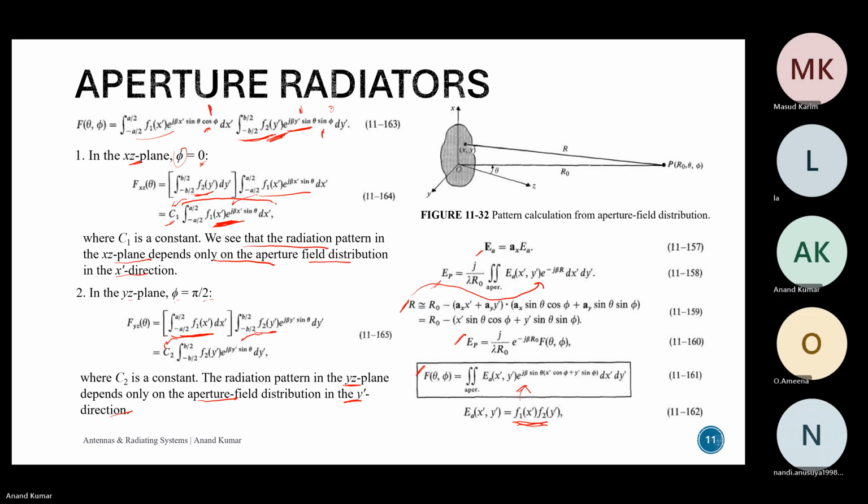So I'll again pause over here. We just used the equation 163, which had the pattern function, and we tried to evaluate the pattern distribution in the XZ and the YZ plane. And we concluded that for the XZ plane, the distribution only depends upon the aperture field in the X direction, and in the YZ plane, it only depends upon the aperture field distribution in the Y direction. I'll again pause over here, let you go through the slide. If there are any questions, you can ask them now, or we'll continue with the discussion.